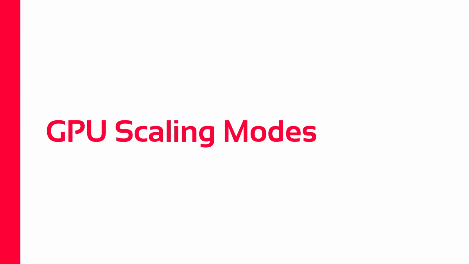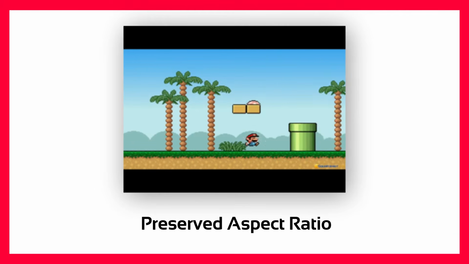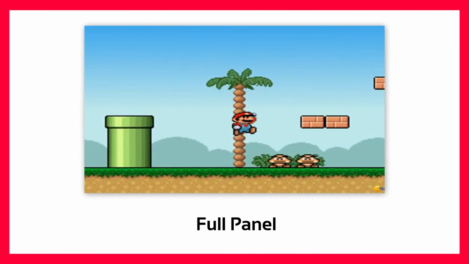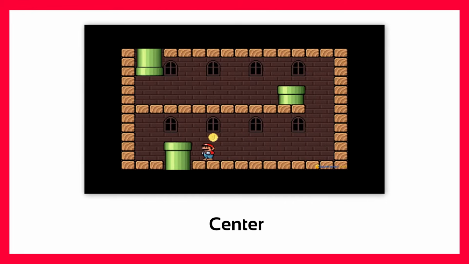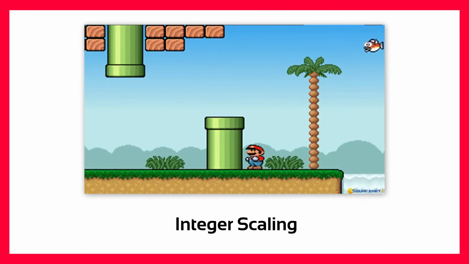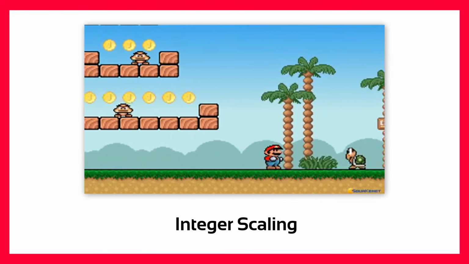What are the different GPU scaling modes? First, we have preserve aspect ratio. This will maintain the original shape of the image but add black bars to the side of your image. Next, we have full panel or full screen mode. This will fill the screen, but it generally stretches your image. Next, we have a center option. This will display the original resolution at the center of your monitor with black borders all around. And finally, we have integer scaling. This involves pixel perfect upscaling, and this is great for retro games, but requires a more modern GPU.